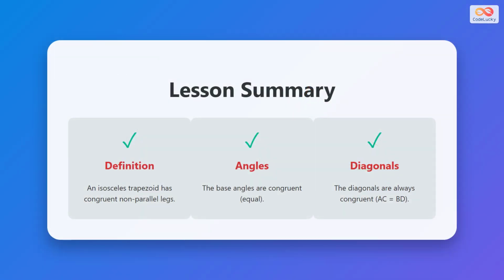To summarize, remember these three things about an isosceles trapezoid. 1. The legs are equal. 2. The base angles are equal. And 3. As we just learned, the diagonals are always congruent.